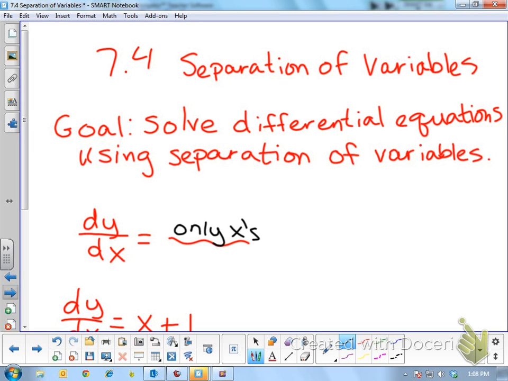Separation of variables will apply to a new situation. We're going to have both x's and y's together on the right side, but they have to be in a certain setup so that we can do some separation. And we'll see the setup in a second.